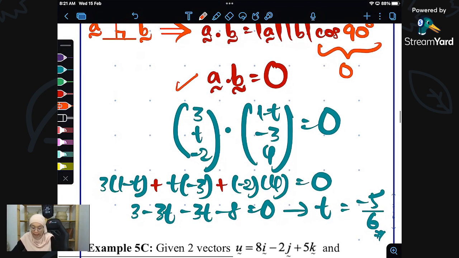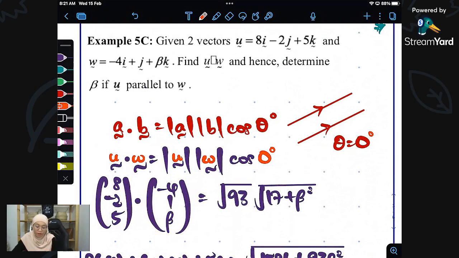Scalar product, yeah, scalar. Now, the last example from me, it is just given the two vectors, u vector and the w vector. Find the u dot, I guess this is dot, guys, tertinggal, sorry about that. Find the u dot w and hence determine the beta if u is parallel to the w. Beta is actually, beta is just the value that in this coefficient of k.